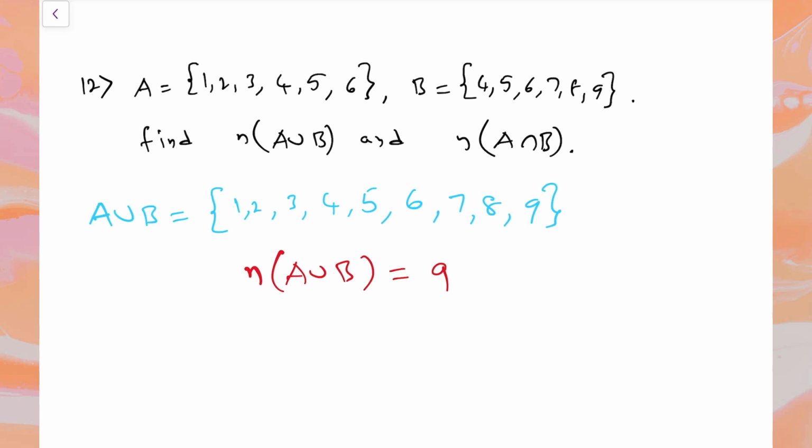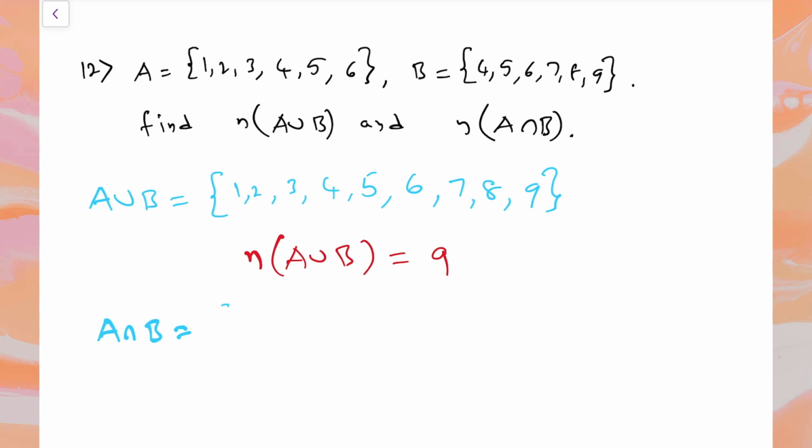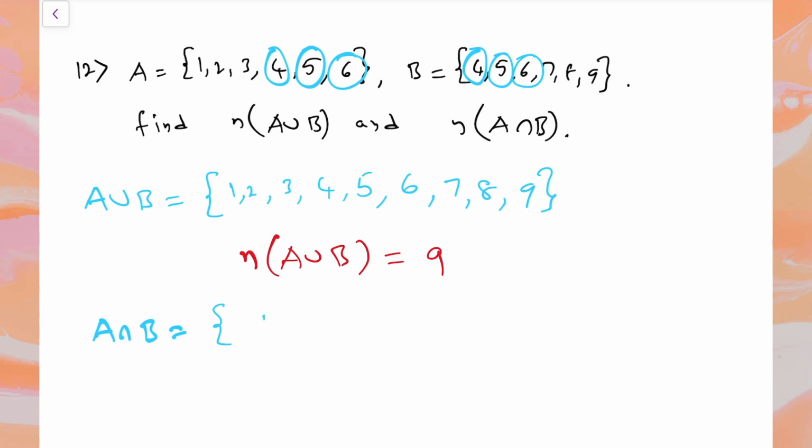Then he is asking about n of A intersection B, right? So first let us find out the A intersection B set. In intersection, we will write all the elements which are common in both. So here 4 is there, here also 4 is there, here 5 is there, here 5 is there, here 6 is there, here also 6 is there. So A intersection B will be 4, 5, 6.